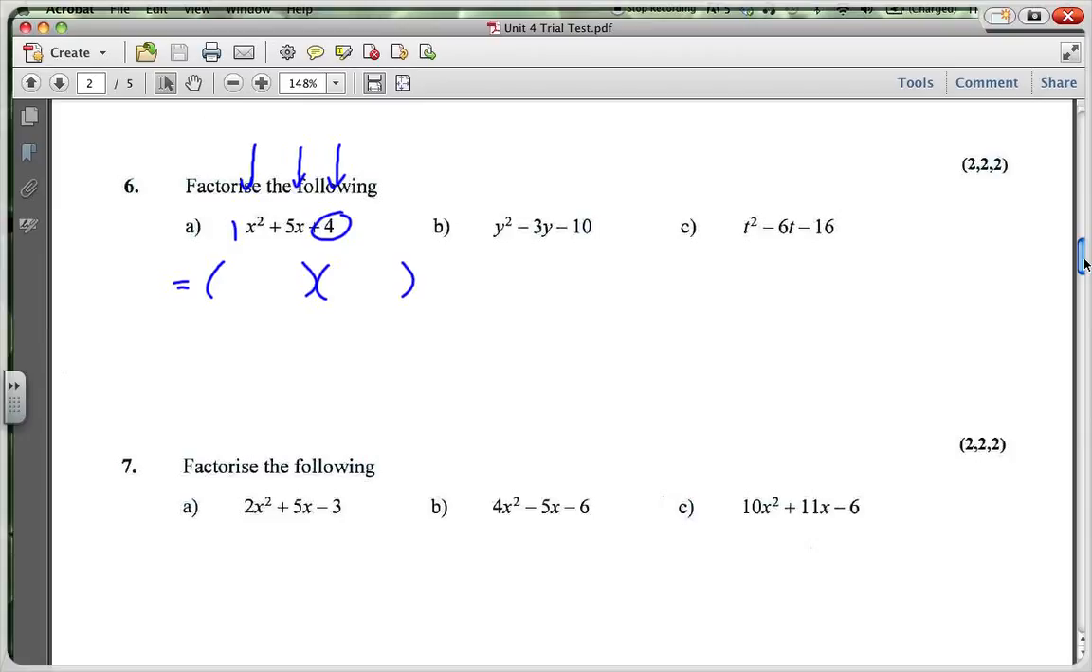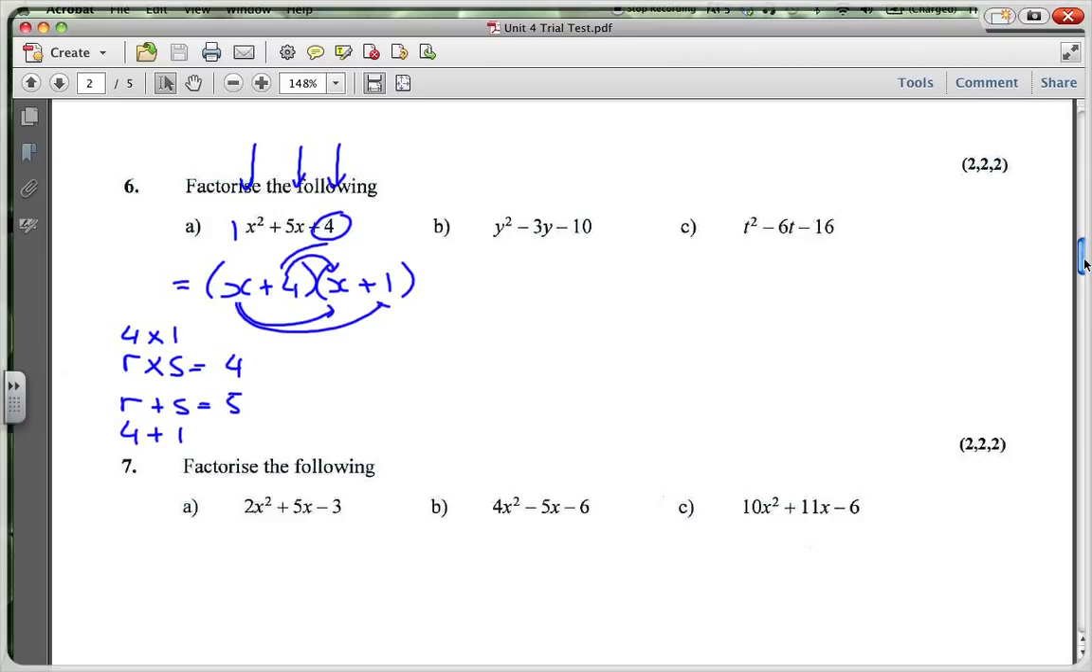I'm going to use the symbols r and s. R times s is equal to 4, and r plus s is equal to 5. Obviously that's 4 and 1. 4 times 1 is 4. 4 plus 1 is equal to 5. So then you just write it. It's pretty straightforward after that. You can always check it again by multiplying out. If you multiply this out using our FOIL method, we should get back to our original equation.